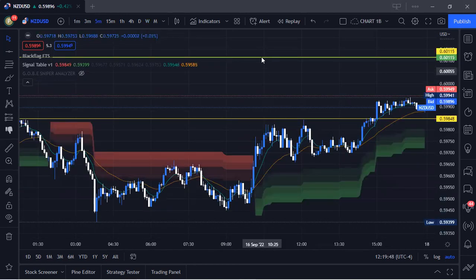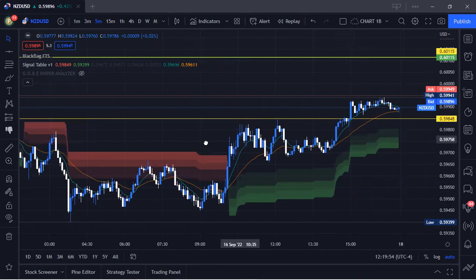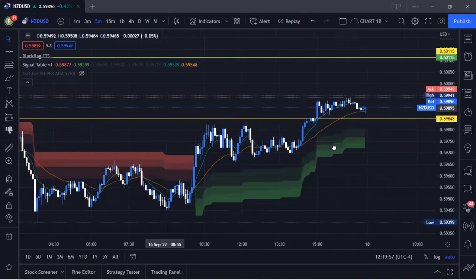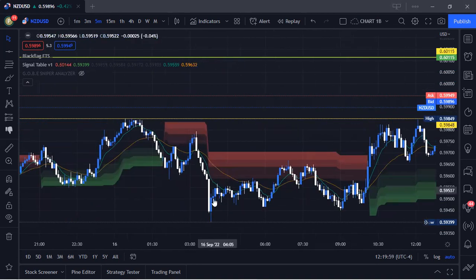Okay, so these two lines, it was a sell. So I entered on top and I sold on the bottom. I just need to find the day. Let's see, I think it was Friday.